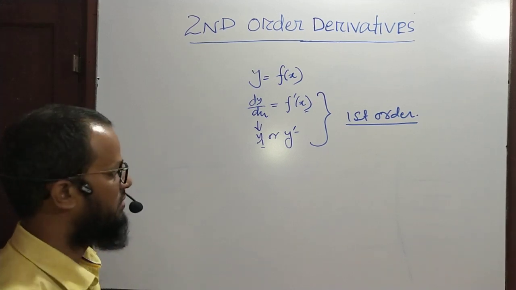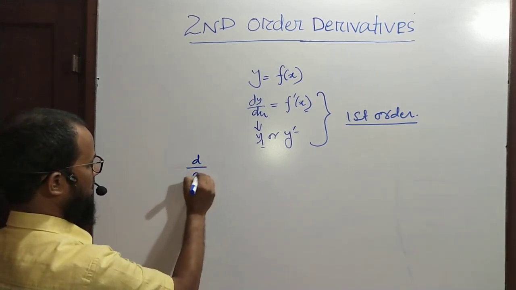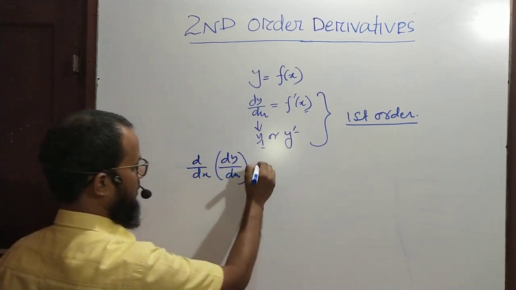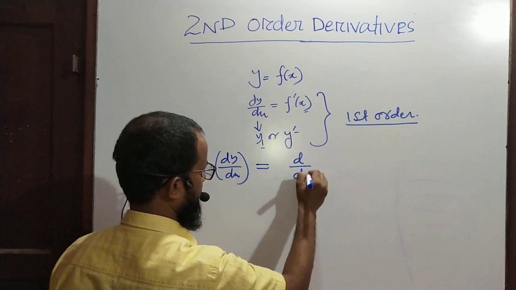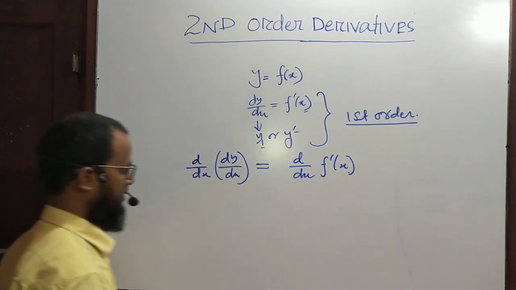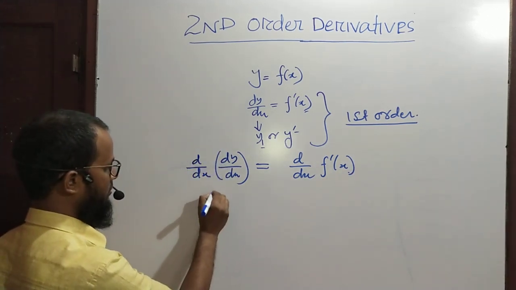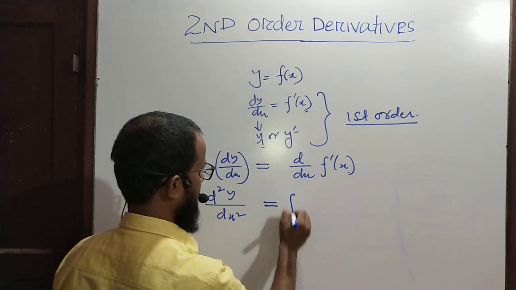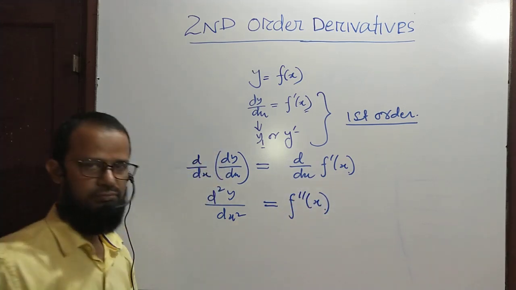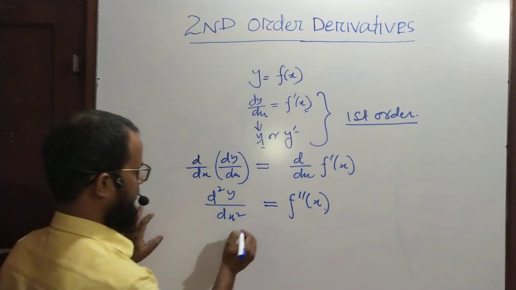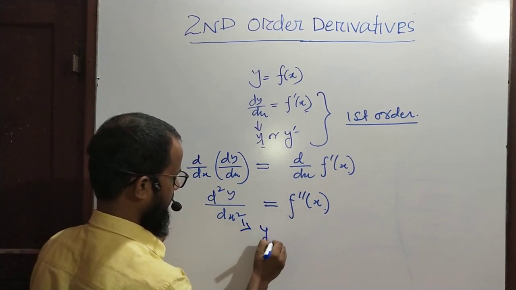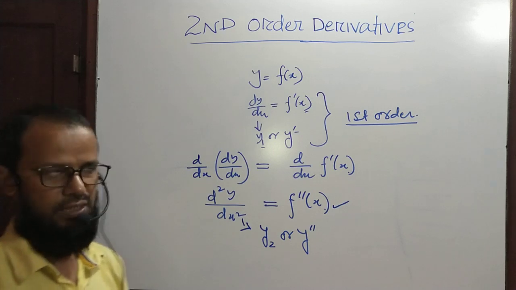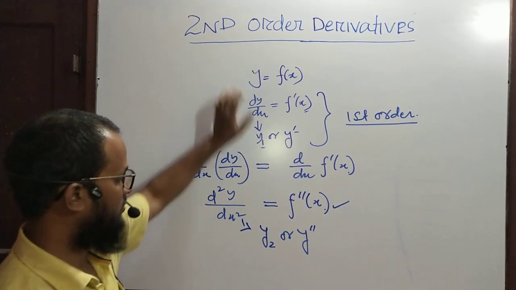Now, if dy by dx, or y1, or y dash, or f dash x, is again differentiable, then you take d/dx of dy by dx on both sides, that is d/dx of f dash x. The d/dx of dy by dx is denoted by the symbol d2y upon dx2, and it is called f double dash x. This d2y upon dx2 is denoted by the symbol y2 or y double dash, and it is f double dash x.